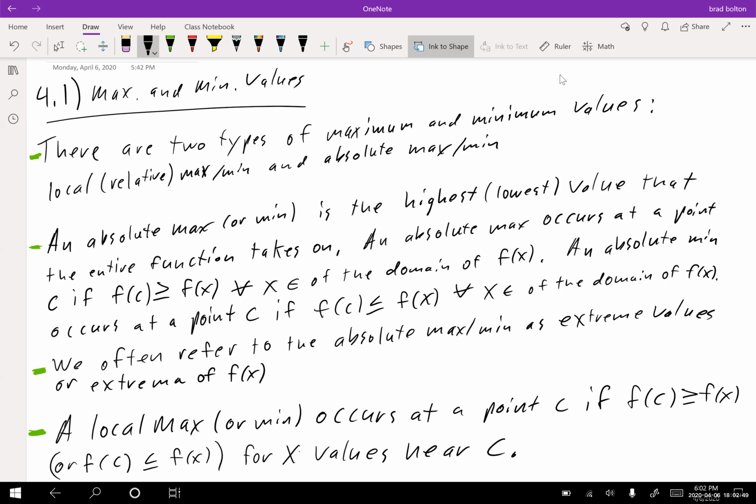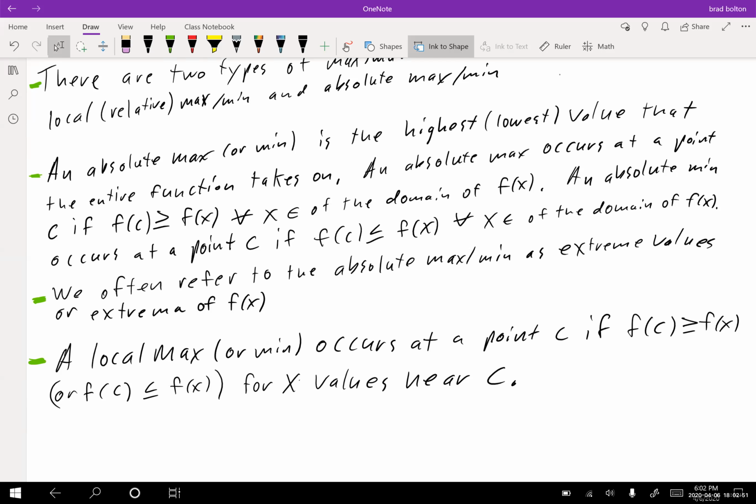A local max or min occurs at a point c if f of c is greater than or equal to f of x, or f of c is less than or equal to f of x for some x value near c.